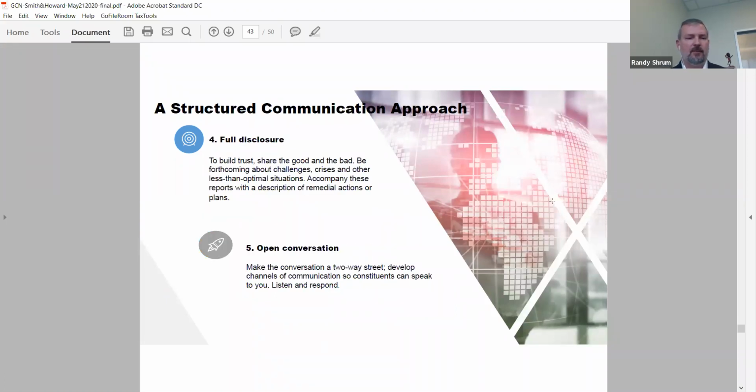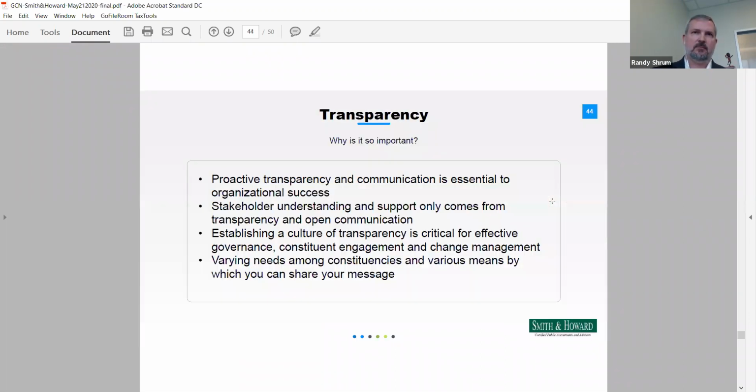Step number 4, share the good and the bad. And number 5, these conversations should really be a two-way street. Make sure you're listening and responding. As always, be sure to maintain transparency throughout this current crisis. Establish a culture of transparency for effective governance.